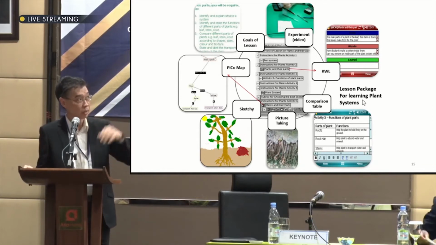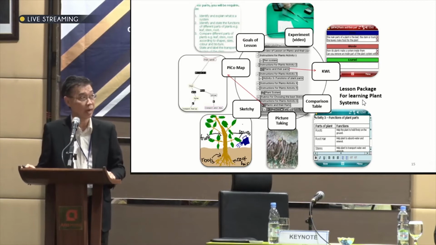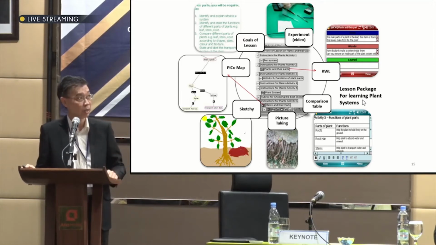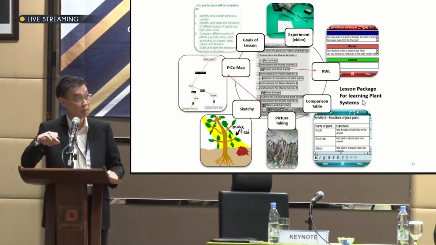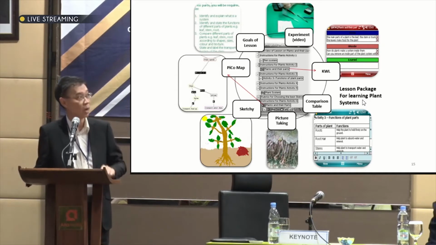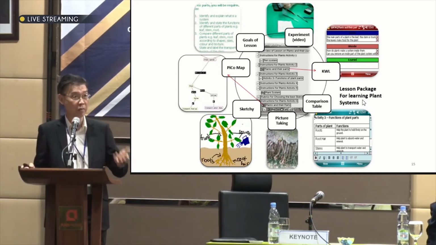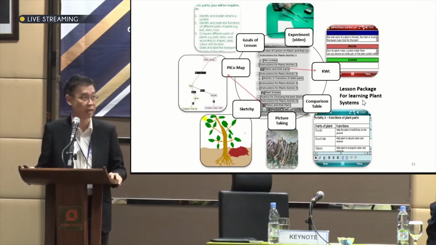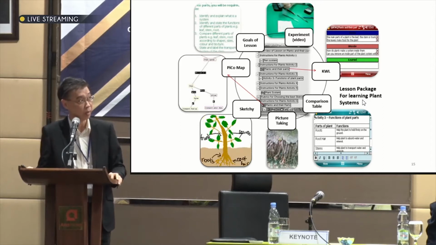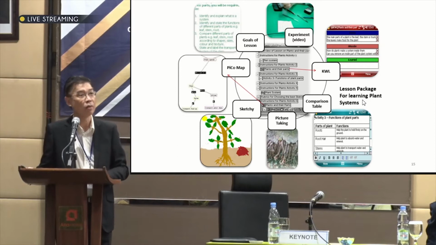We have some apps that allow students to do the science learning. Basically, you can see these apps. It's a KWL, right? So students have to reflect on what I know, what I want to know, and what I learned. Then they can have different tools to help them construct their own understanding. They write down what they understand, in a comparison table. Then they can take pictures and share with the class.